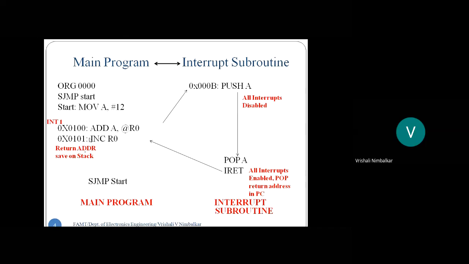So where does it return to? The 0101 instruction. It executes INC R0. Okay. So when it returns to the main program, the microcontroller will execute the main program and will remain in the loop. That's how it's an interaction between the main program and the ISR.